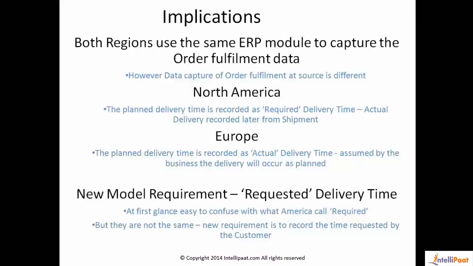My idea with this example is that if you do not interact with the business user, or if you do not understand what this requested delivery time is, you will say that the requested delivery time is the same as required delivery time, and there is no database change. But they are not the same, because the new requirement is to record the time requested by the customer. The required delivery time is very different. So the definition of both fields is different. What I'm trying to explain is that the definition of the same delivery time is different in different contexts.